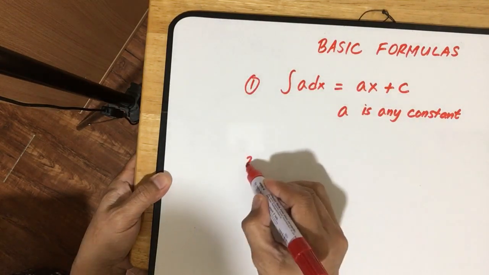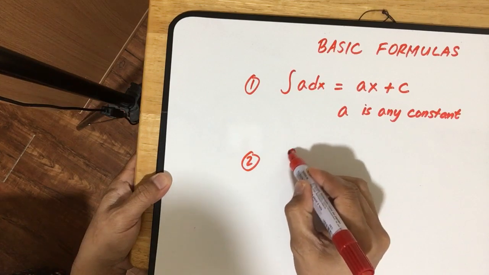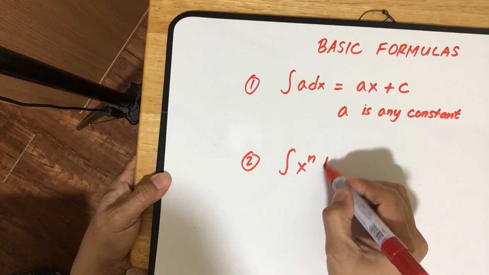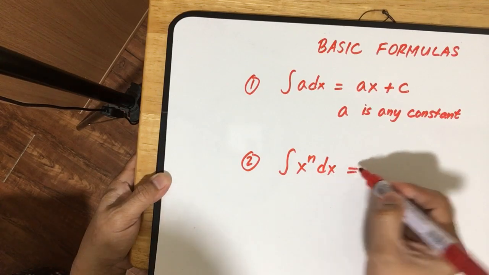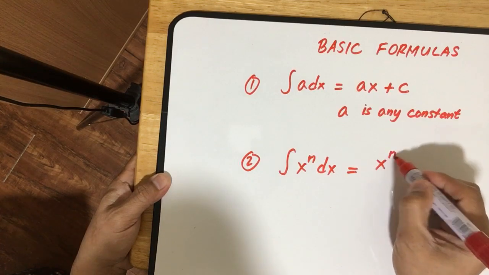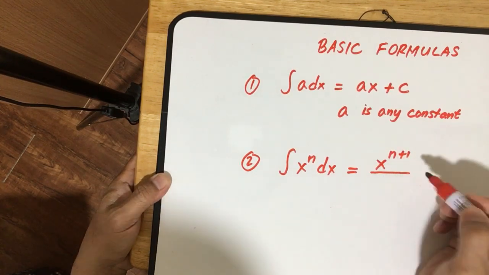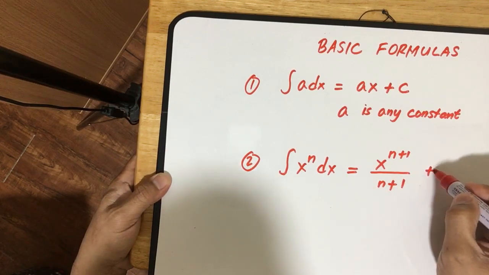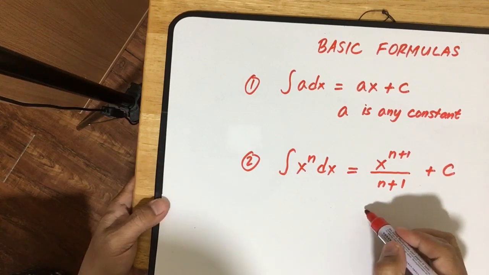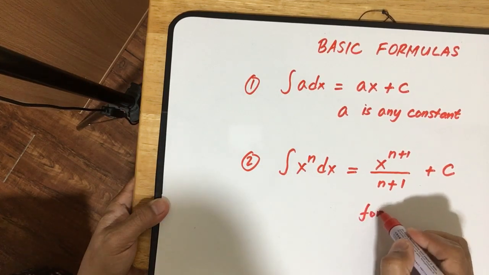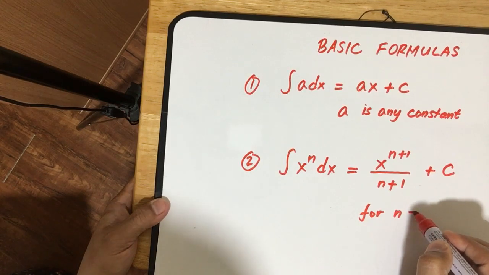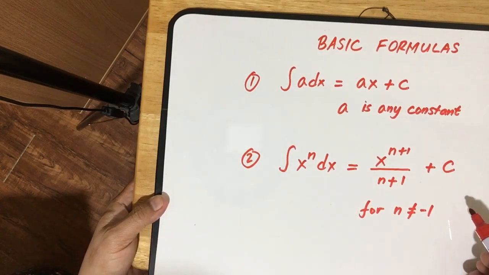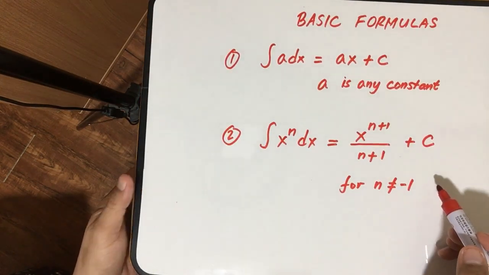And we have another formula. The other one is the power formula, which is the integral of x to the power n multiplied by dx. This is equal to x to the n plus 1 divided by n plus 1, then plus the constant of integration, where our n here should not be equal to negative 1. So that's the condition when we use this formula. Okay? Is it clear?